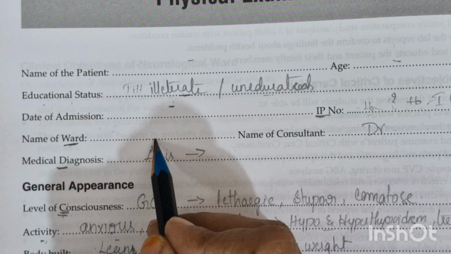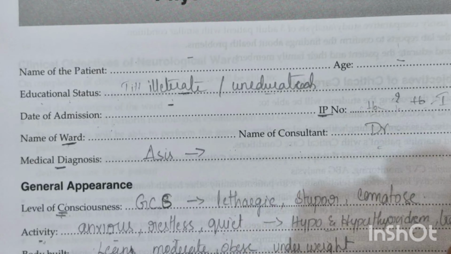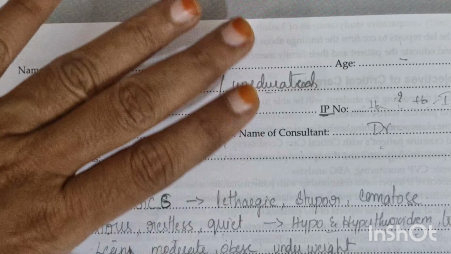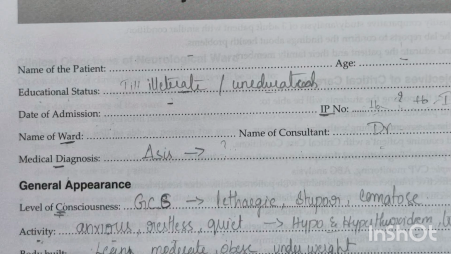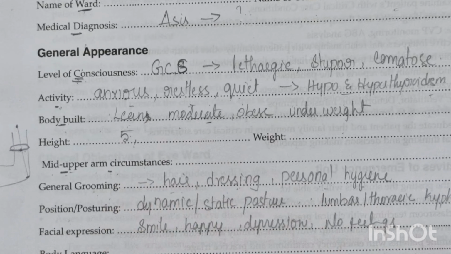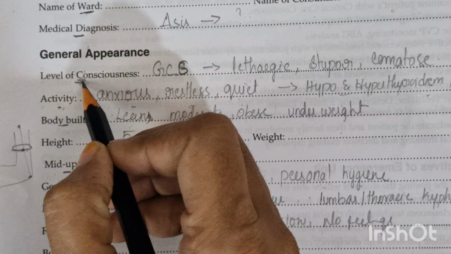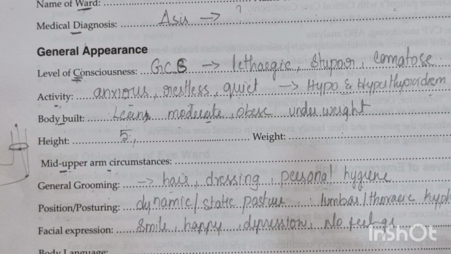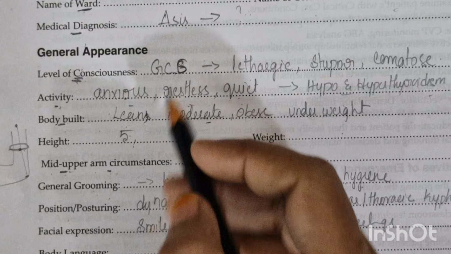Then the ward, which ward he was admitted to, the consultant doctor, then the medical diagnosis. You have to write the diagnosis here. So that's about the general things, the identification data. Now we will see the general appearance. Level of consciousness: with the help of the Glasgow scale, you have to know whether the patient is active, lethargic, or in stupor, comatose, conscious, unconscious, or semi-conscious. That you have to write here.